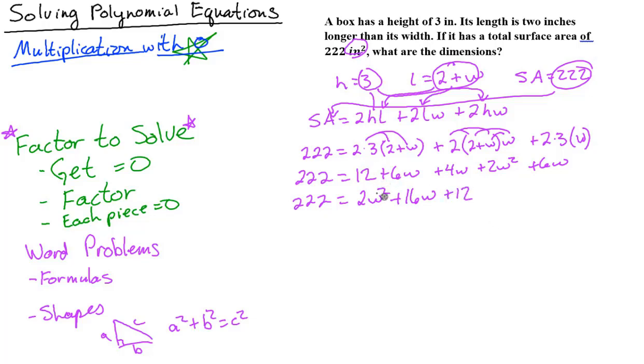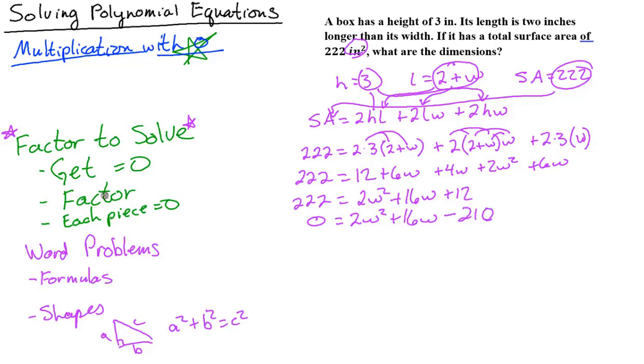And this little exponent right here means this is a chapter 5 problem. You cannot solve it by going back to chapter 2 and getting w by itself. You have to factor. So let's get it equal to 0. Subtract 222 from both sides, and we get 2w squared plus 16w minus 210.